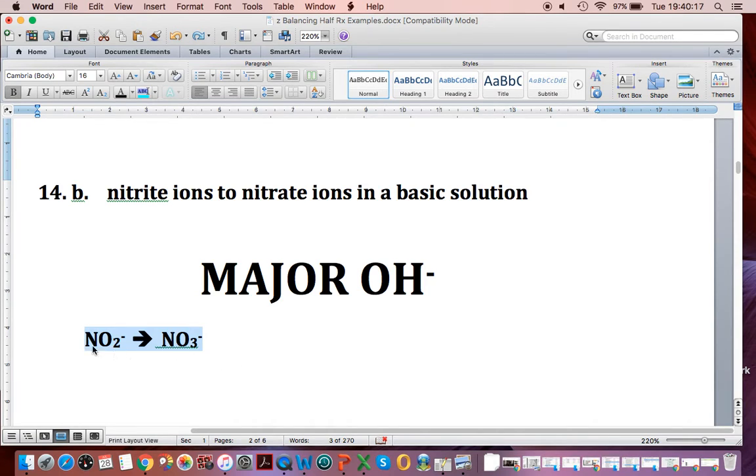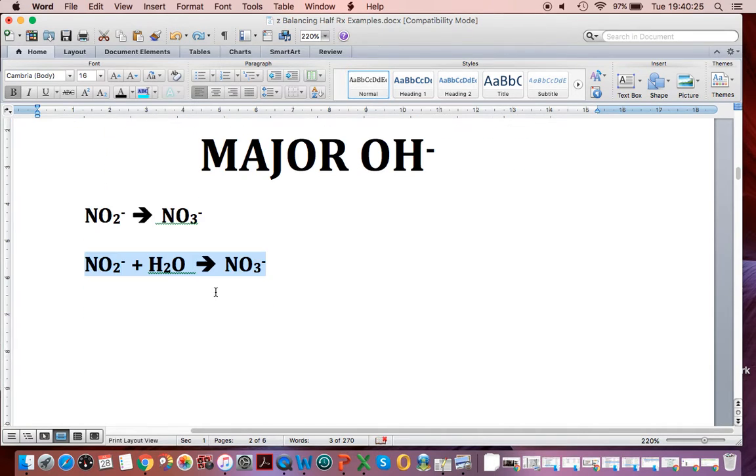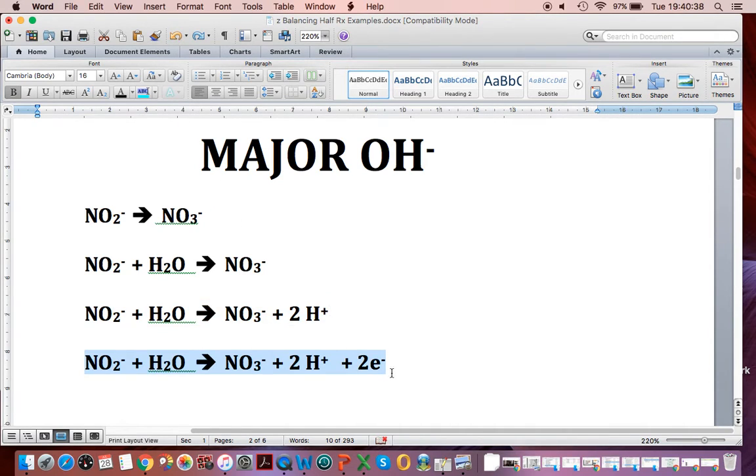And the first thing is the nitrogens are balanced, the major atom's done. O2, O3, the oxygens aren't balanced, so we've got to add some water. And we add 1 water. Now we have 3 oxygens on the left, 3 oxygens on the right. And now we are going to balance the hydrogens. 2 H+, common theme here. And we add 2 electrons.